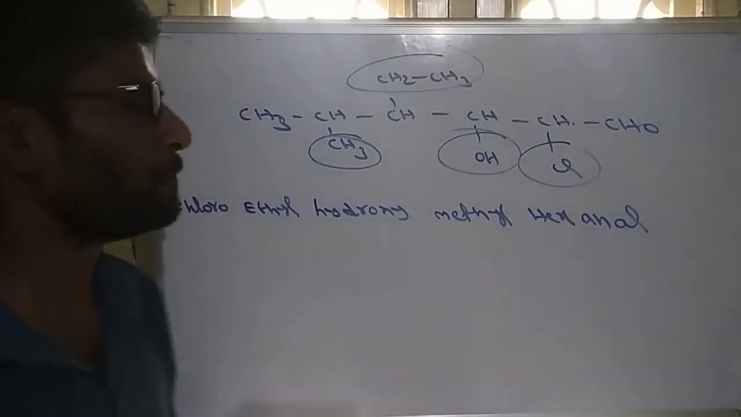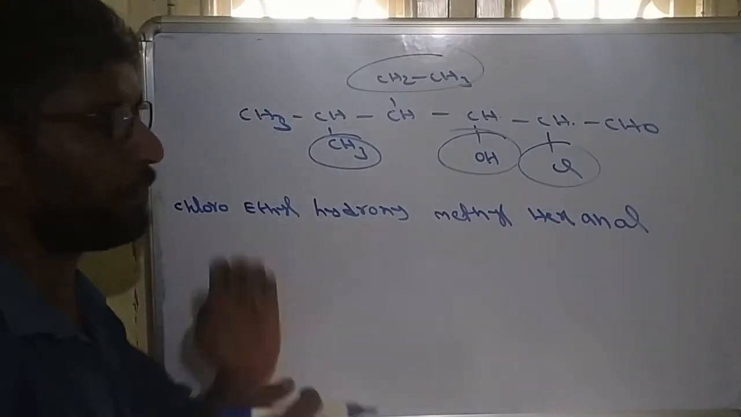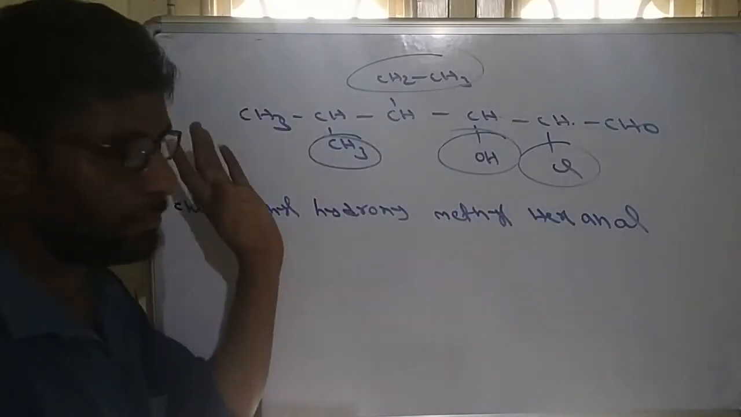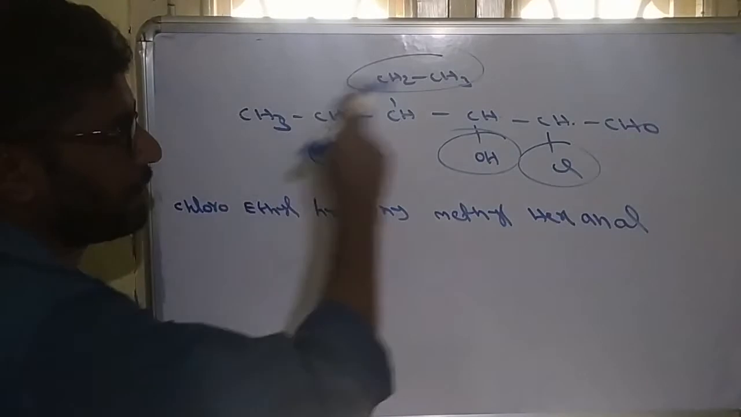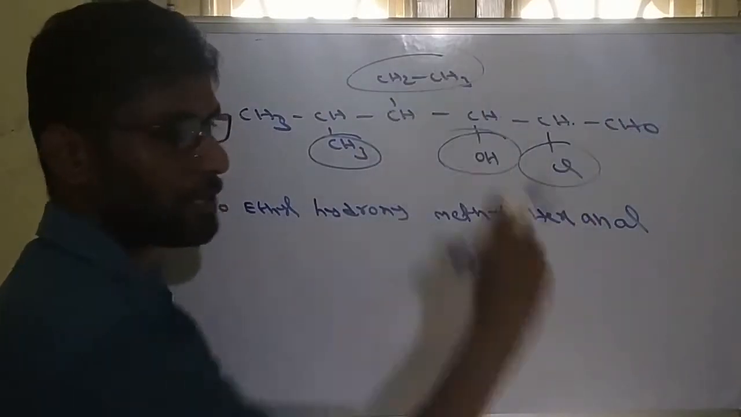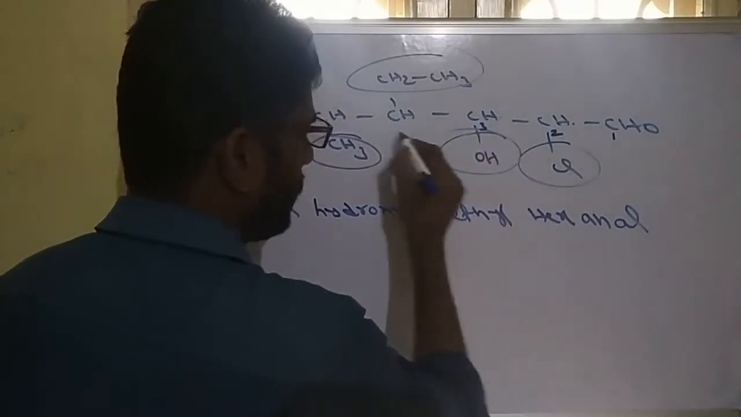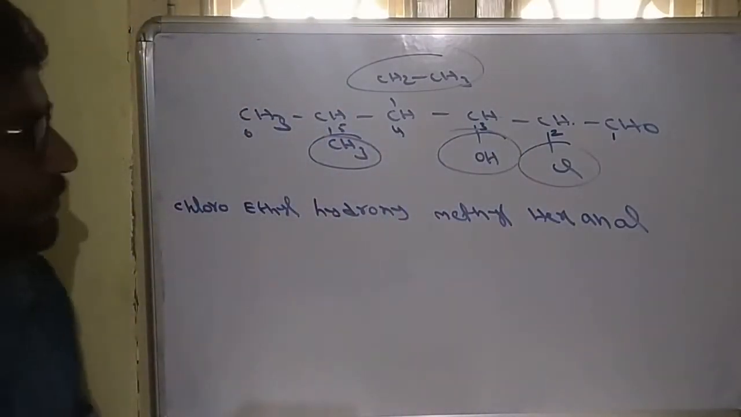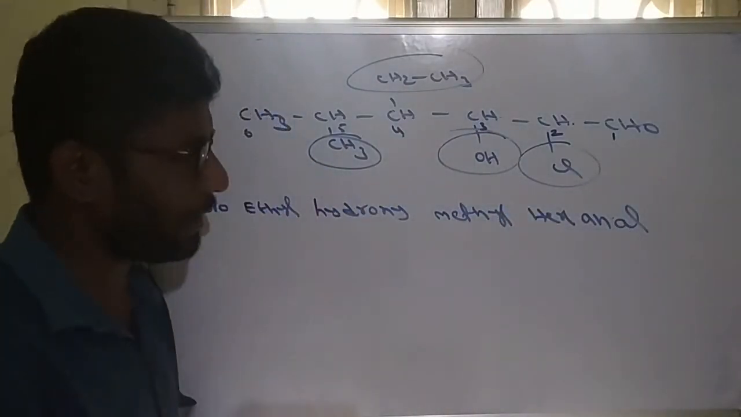So finally, we have to give numbering. Numbering is always given from the functional group side. Either from this end or that end, but the functional group gets the minimum number. If you start from this end, the aldehyde will get the 6th position. But if you start from here, this will be 1, 2, 3, 4, 5, 6. So the aldehyde position will be 1. So 1 is no need to write, directly we can write as al.